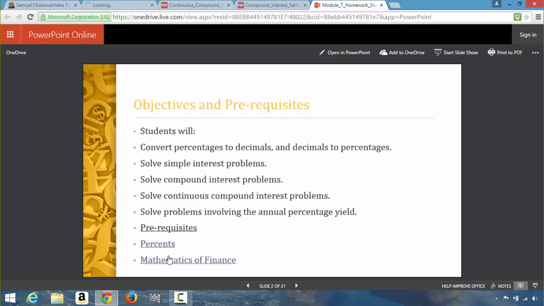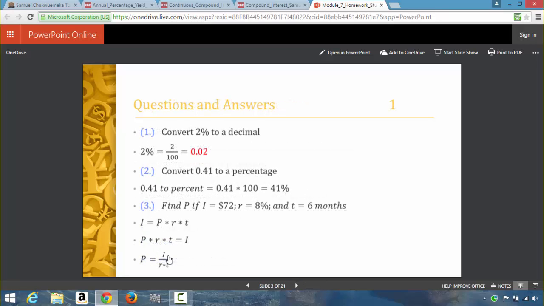Financial mathematics is a very important math unit for business majors, finance majors, economics majors, mathematics majors, and so on and so forth. So let's get started with the questions.